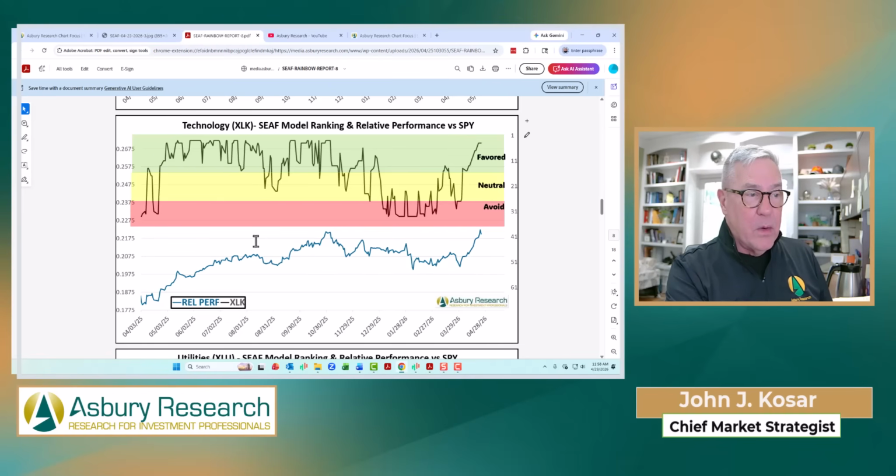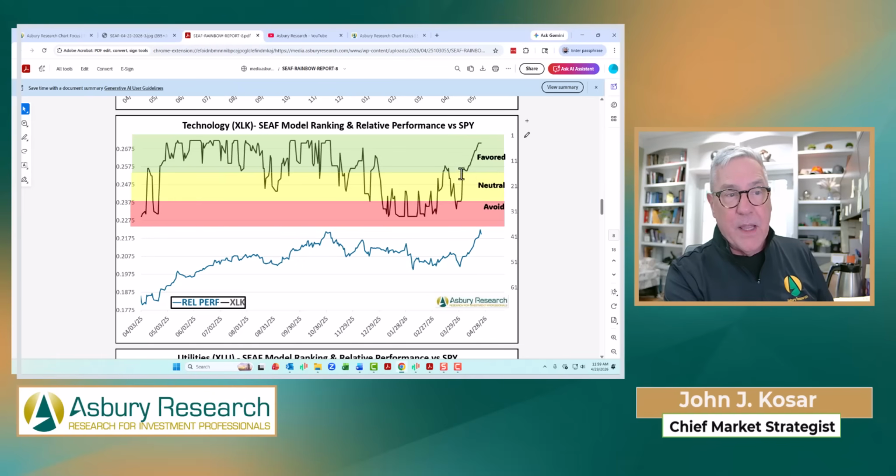Look what happened down here. The lower panel is the corresponding daily relative performance of XLK versus the S&P 500, or SPY. So with favored status for an extended period of time, we have relative outperformance. Back here, in January and February, we were down here in avoid for most of the time. Look what happened to that relative performance chart. It started to move towards underperformance for tech.